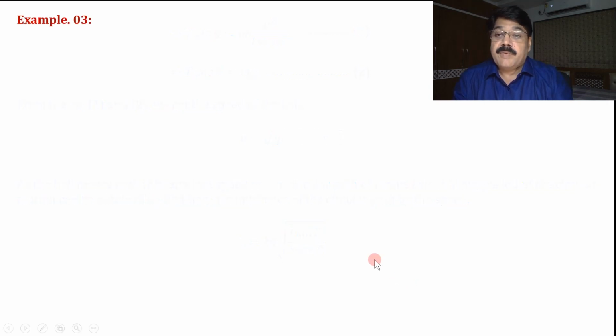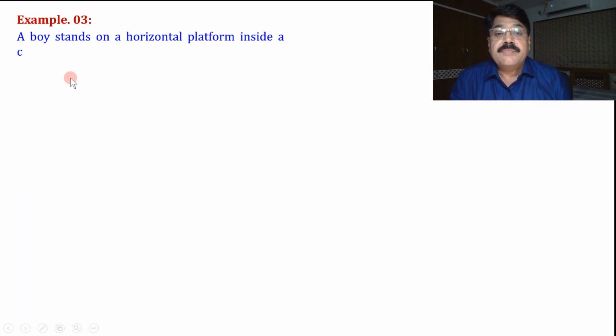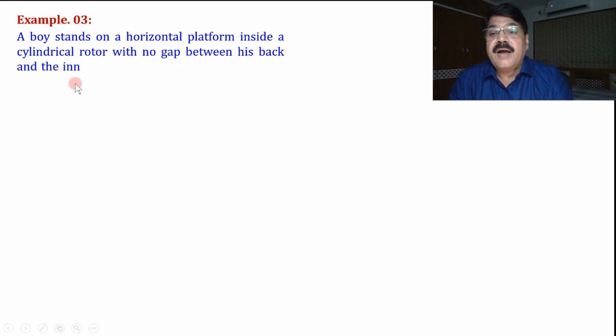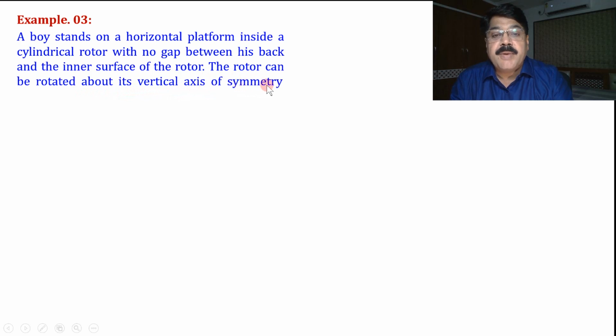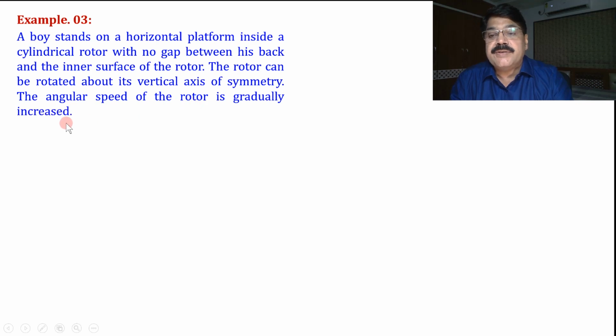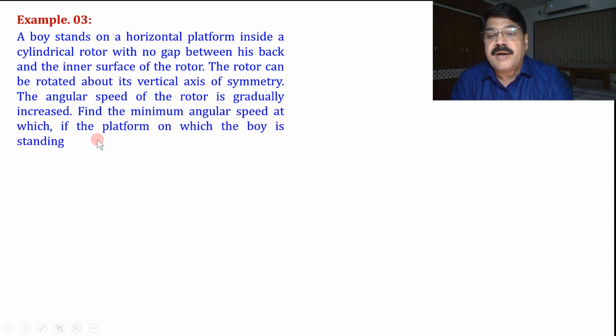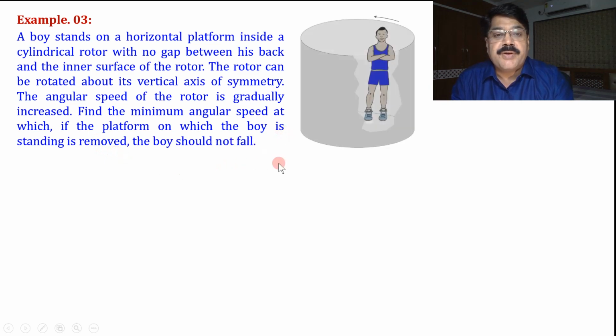Example 3. A boy stands on a horizontal platform inside a cylindrical rotor with no gap between his back and the inner surface of the rotor. The rotor can be rotated about its vertical axis of symmetry. The angular speed of the rotor is gradually increased. Find the minimum angular speed at which, if the platform on which the boy is standing is removed, the boy should not fall. This is the situation you can see in the diagram.